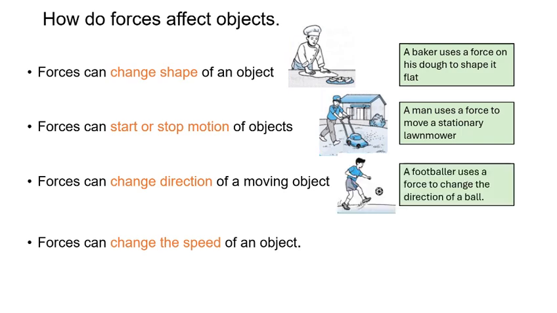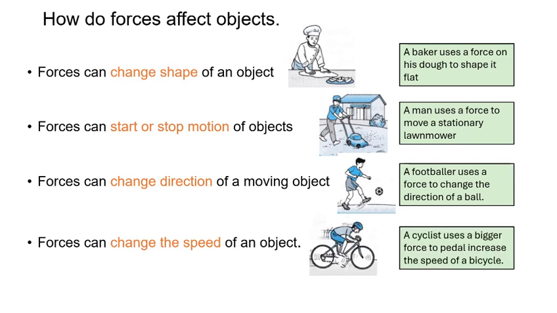Forces can also change the direction of a moving object. For example, a footballer can kick a ball to another footballer who will in turn change the direction of the ball and pass it on to another player, using the force of the feet. Forces can change the speed of an object. A cyclist uses a bigger force to pedal and increase the speed of a bike. So if the object was already in motion, one can use a force to increase the speed.